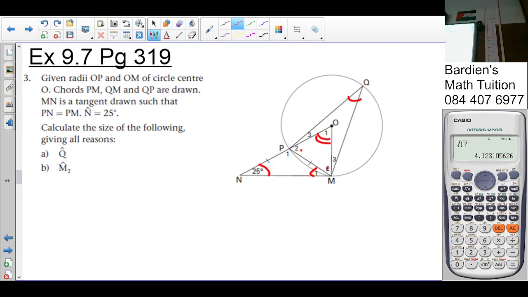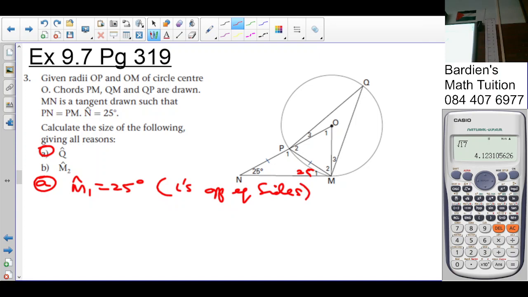Do you understand? Alright, here we go. So we're going to firstly say that M1 is equal to 25. Why? Angles opposite equal sides. Then what can we say? Q is equal to 25. Why is angle Q 25? Then, oh, that's all they wanted. Not so? Yes. Right.